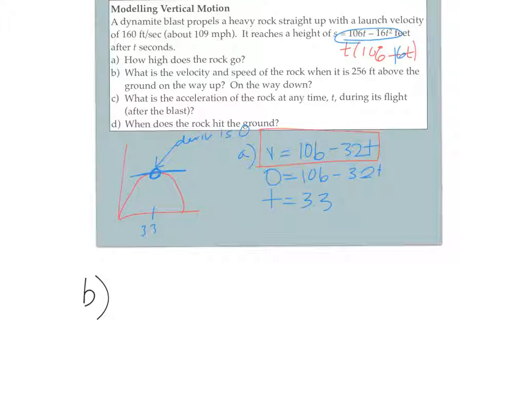Yep. Wasn't the first question asking for height rather than time? Oh, yeah. How high does the rock go? So we should figure out how high it is. You're right. Thank you. Okay, so our position, S, is 106 times that 3.3. I wouldn't use 3.3. It was a bigger decimal than that. I'd use the whole thing. Minus 16, 3.3 squared.